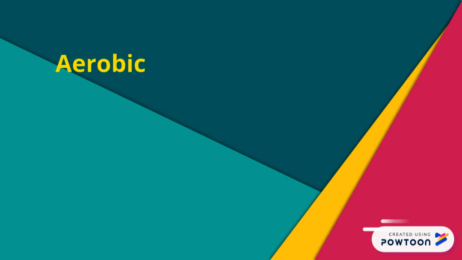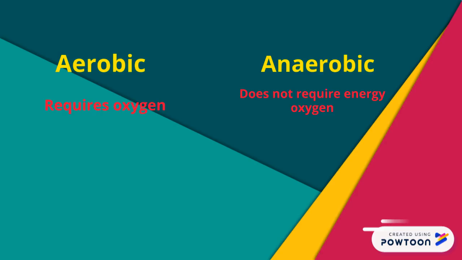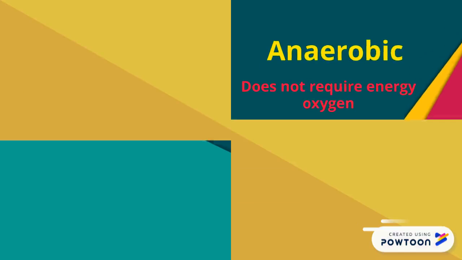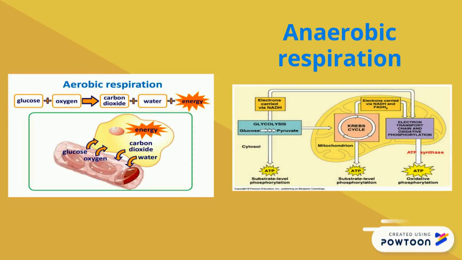Aerobic requires oxygen. Anaerobic does not require oxygen. These two diagrams show how aerobic and anaerobic make ATP.